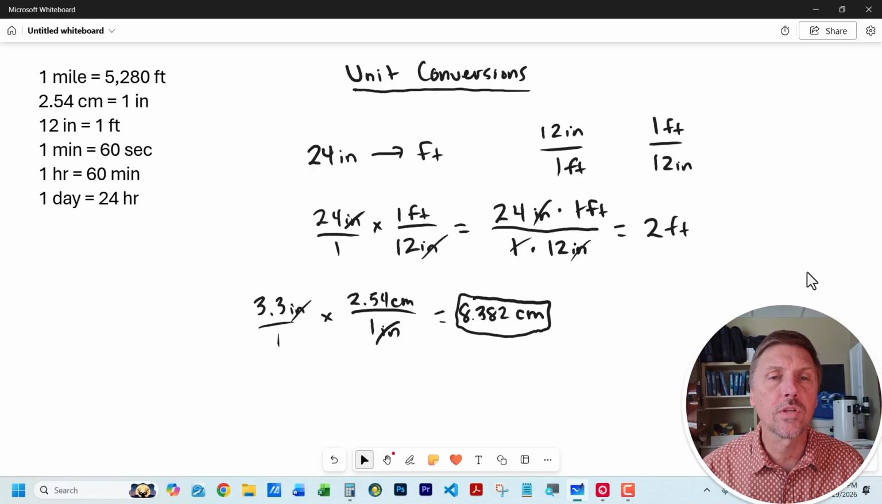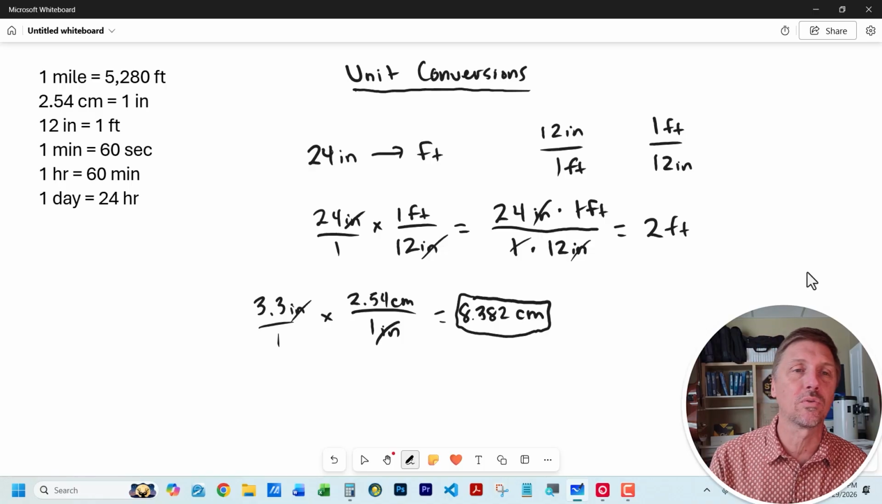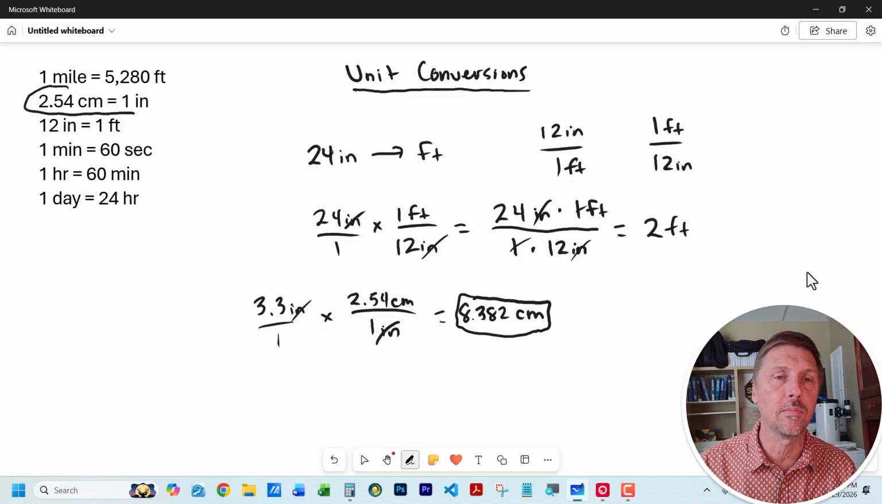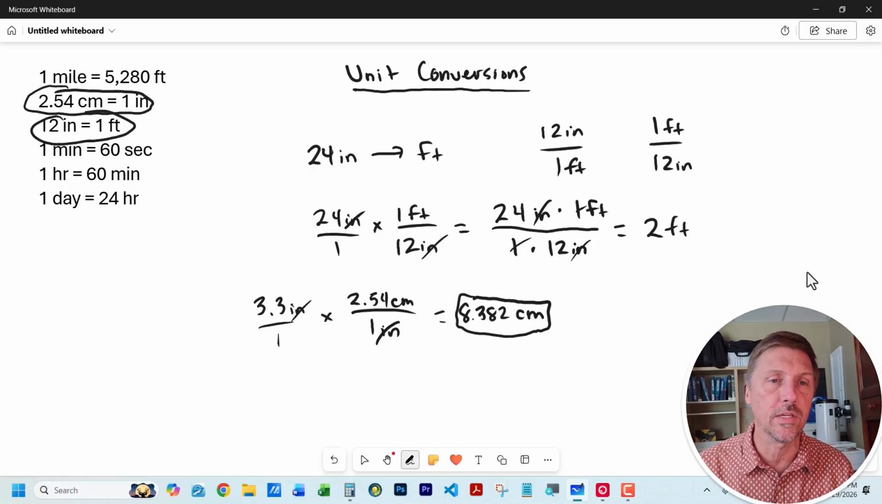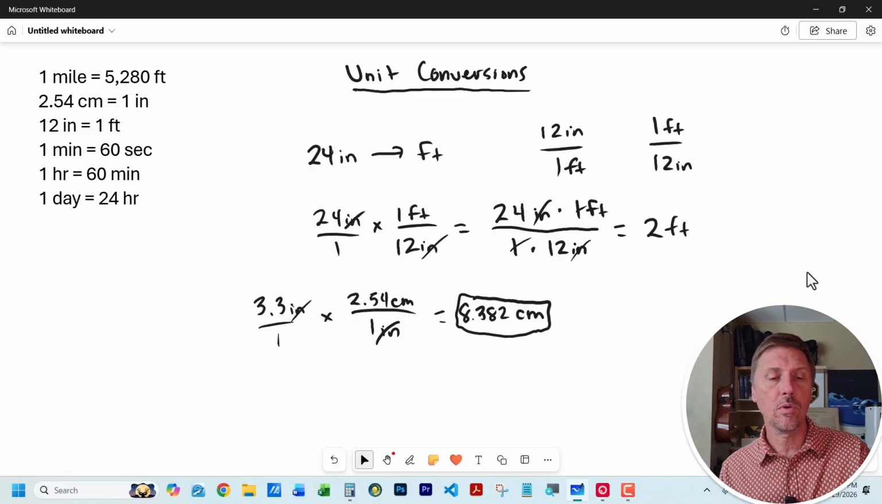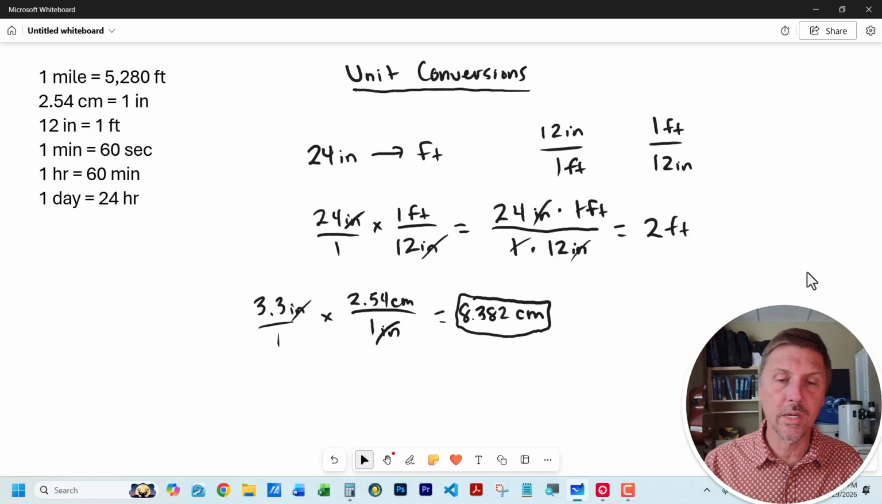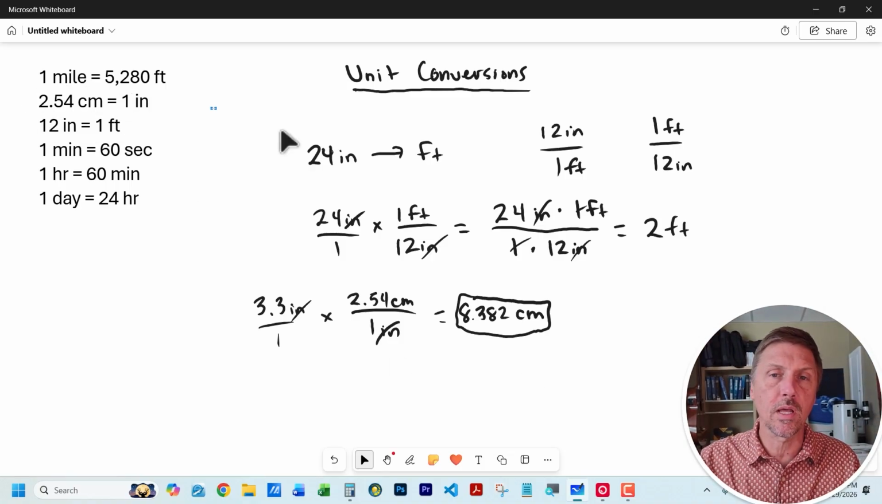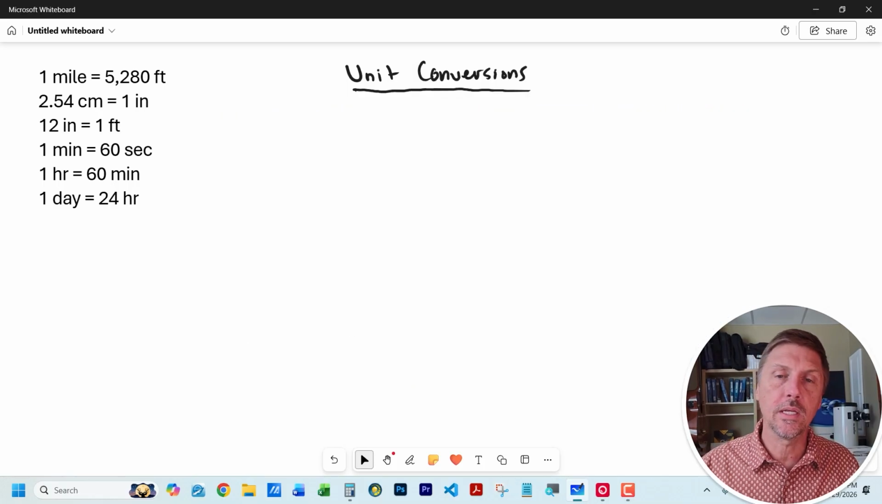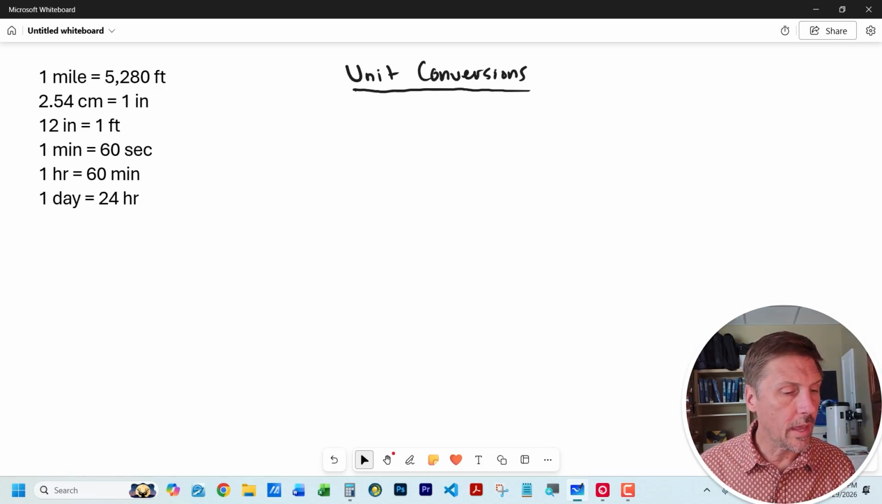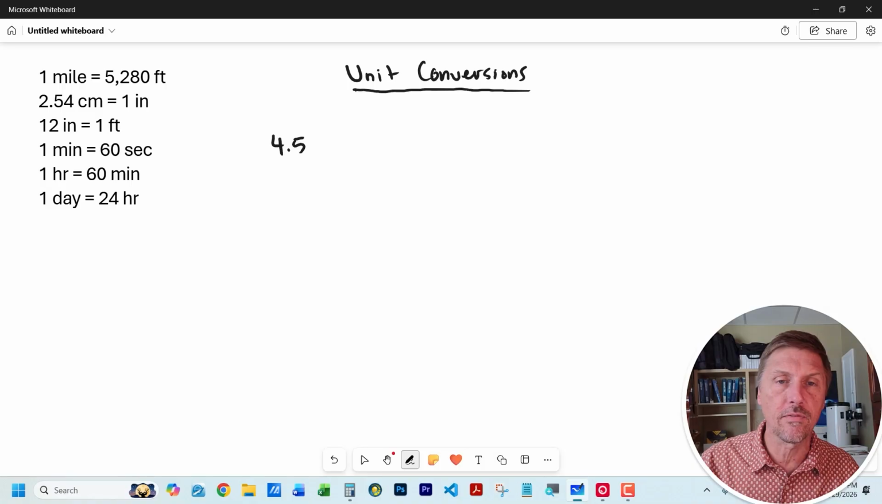Now, sometimes we want to convert from one unit to another, and we don't have a direct correlation like we have for centimeters to inches or inches to feet. And so, for example, what if we wanted to do a bigger unit conversion? We wanted to do something like converting miles to inches. All right, so let's try that. What if we want to see how many inches are in 4.5 miles?